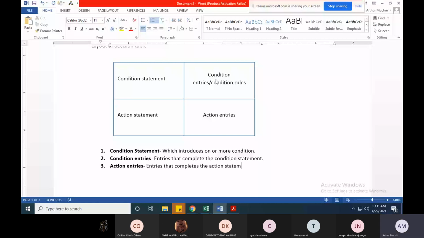So that is action entries. Then also we have another one which is the action statement. What is an action statement? Actually, the action statement was supposed to come before the action entries, but we can just have an action statement. What is an action statement? This one we can say a statement that shows one or more actions.